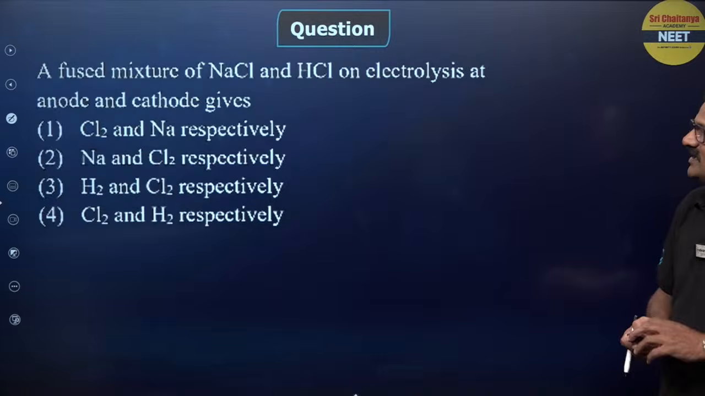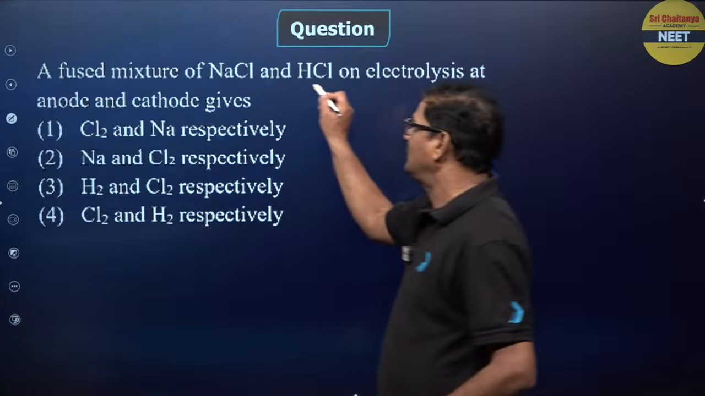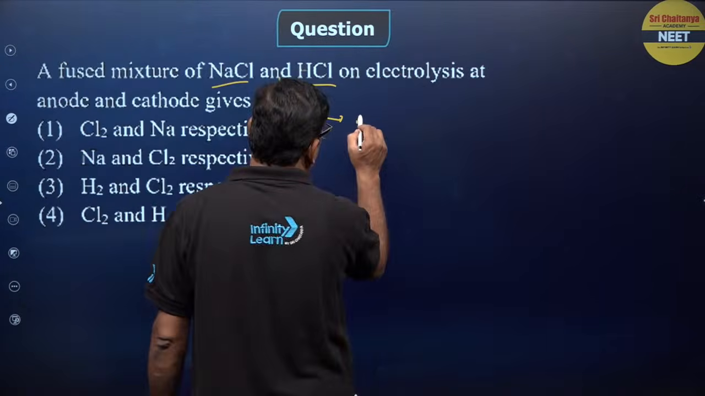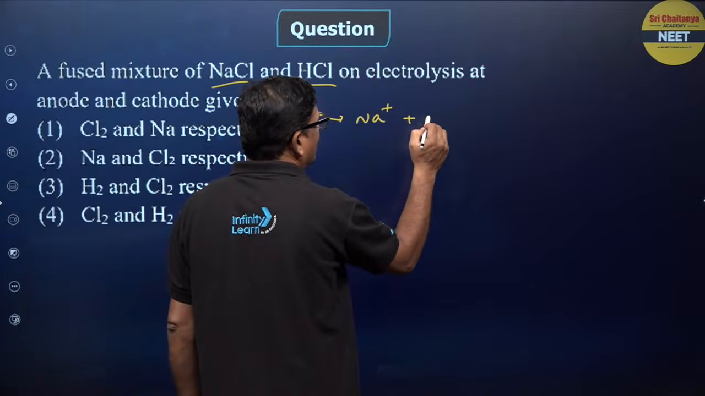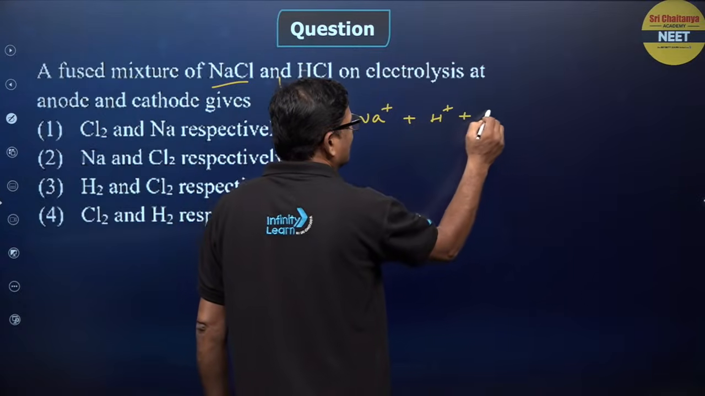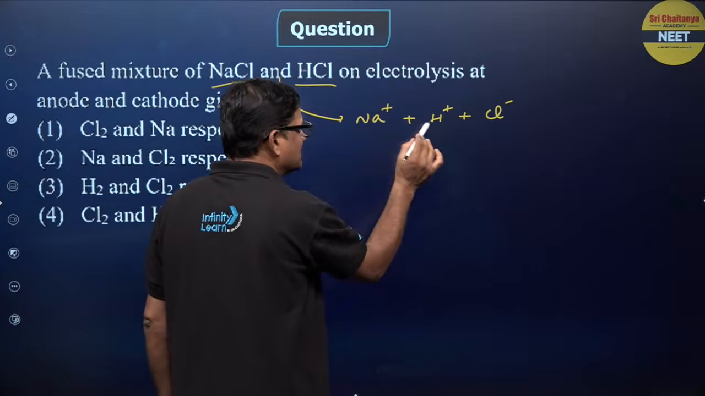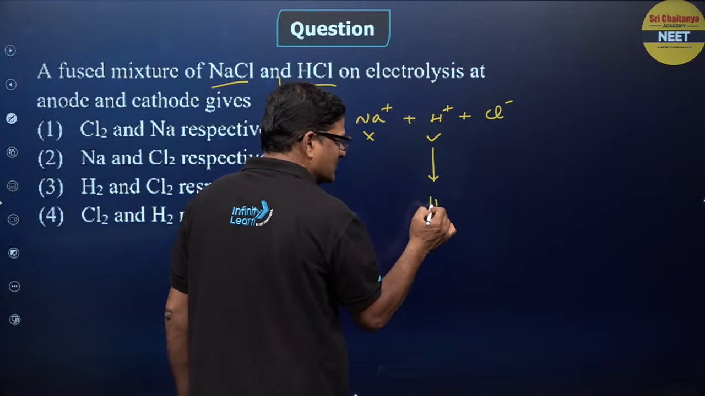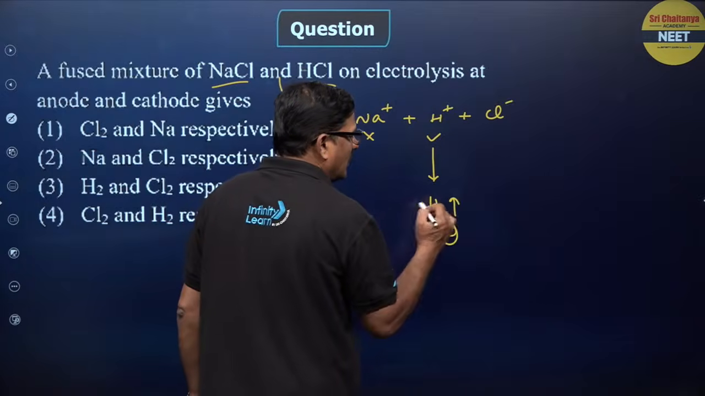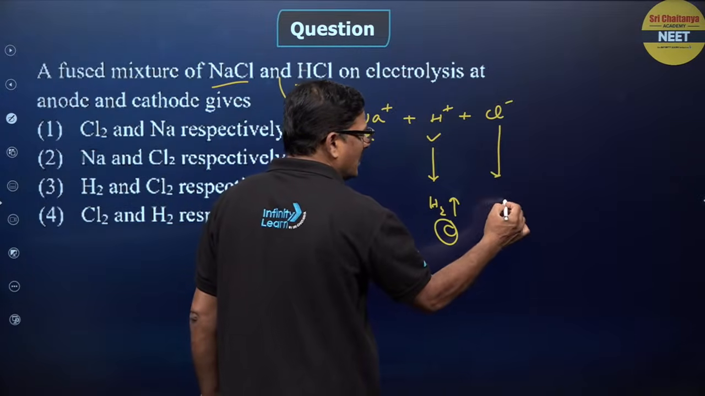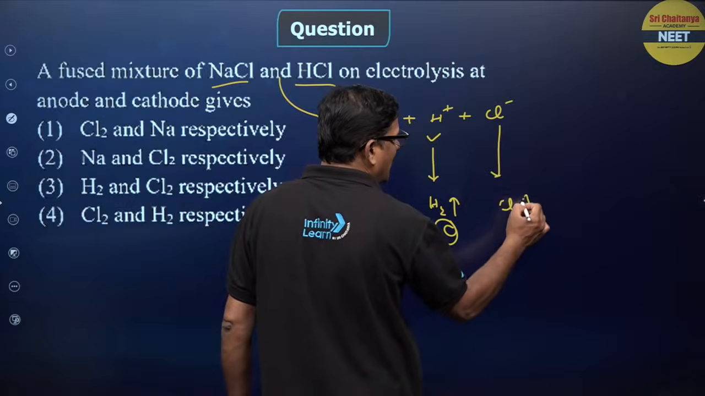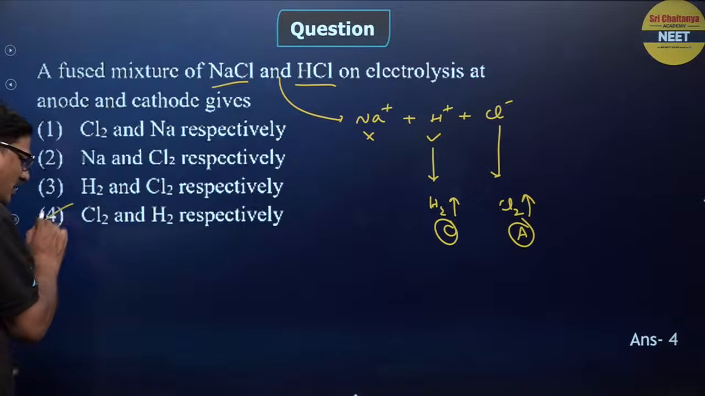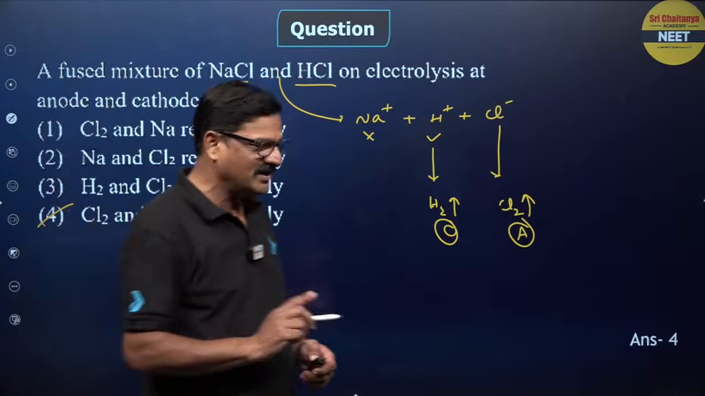I just want to say, a fusion mixture of NaCl and HCl on electrolysis is going to give you Na+, H+ and Cl-. In the presence of Na+, H+ will be deposited as H2 gas at the cathode and it is going to be chlorine gas at the anode. So the answer for this question is going to be chlorine at anode, hydrogen at cathode respectively.